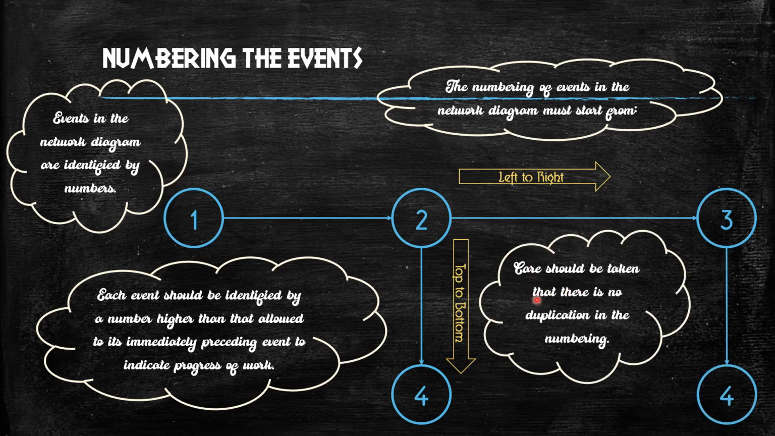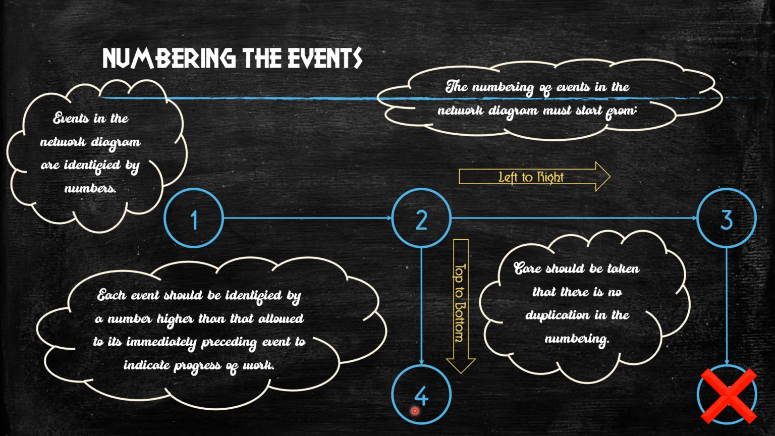Care should be taken that there is no duplication in the numbering. Sometimes we may make a mistake. When the numbers are very few, there is no chance for such a mistake. But when we have so many events connected in a network diagram, we may make a mistake of repeating a number. Suppose here after 2, you're giving this event 4.